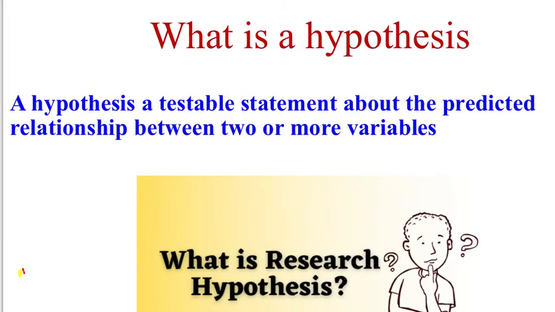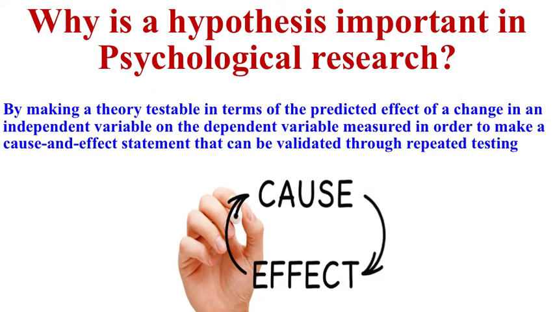So before we talk about controlled variables, I'd like to recap what we mean by a hypothesis. It is a testable statement about the predicted relationship between two or more variables. Which begs the question, what's the purpose of the hypothesis? Well, the value of the hypothesis is that by making a statement about the predicted effect of a manipulation of the IV on the DV, we can make a cause and effect statement that can be validated through repeated testing.